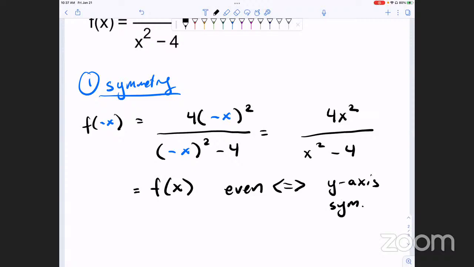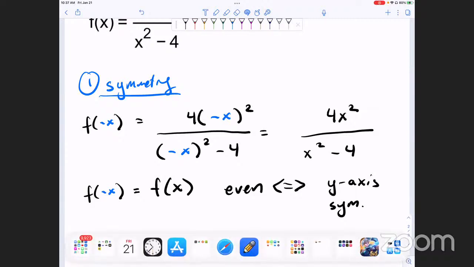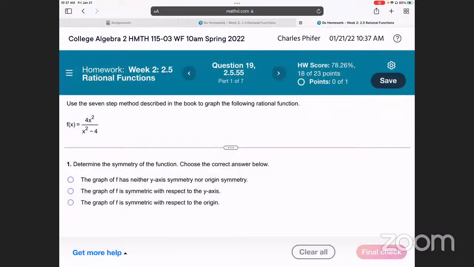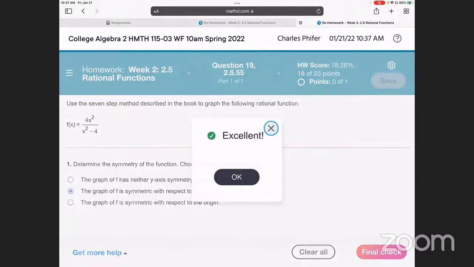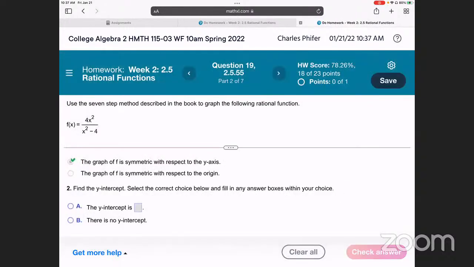So again, because f of negative x equals f of x, that's the definition of a function being even, which means we have y-axis symmetry. Let's hop back over to Pearson's and answer this question. So the graph has neither, it's not A or the first one. The graph of f is B. Okay, so it's the second one, right? Let's go to check. On to the next part.